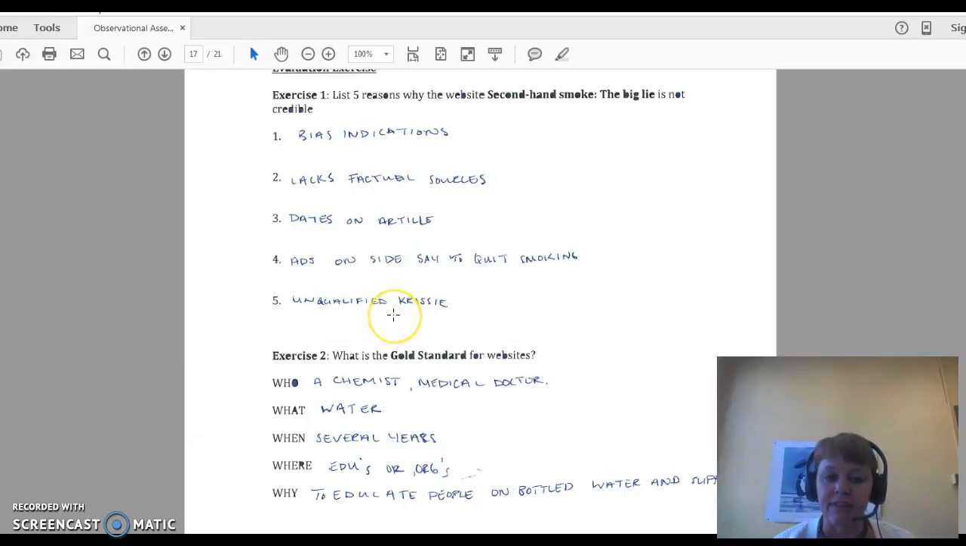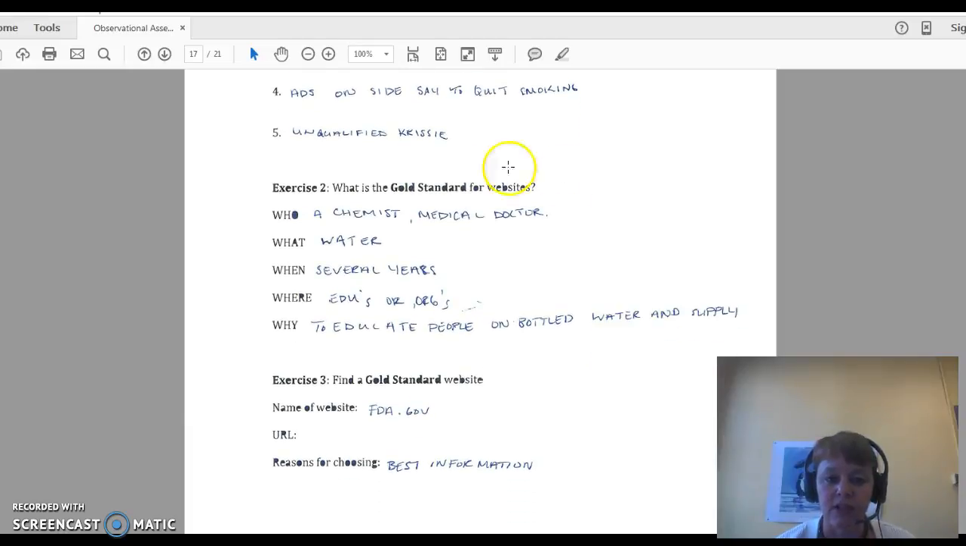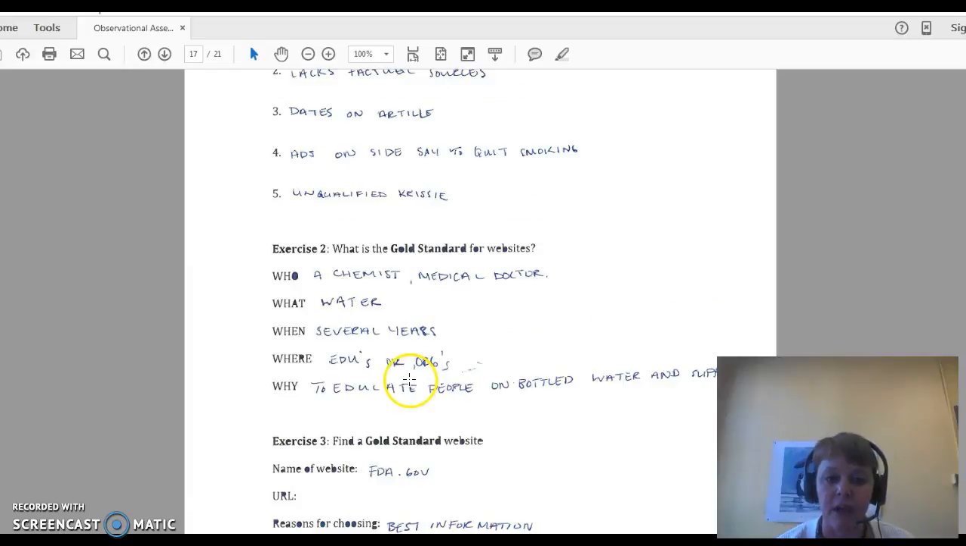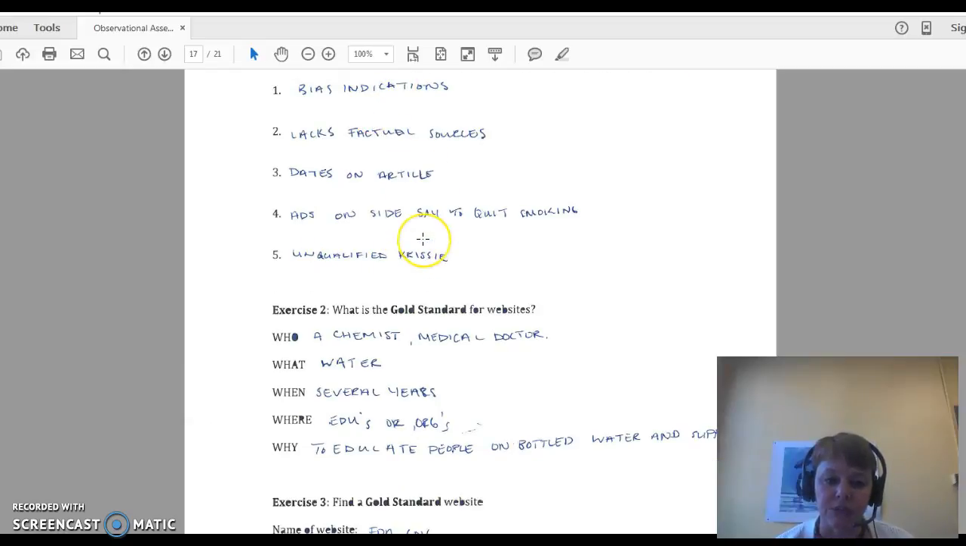He listed out the 5 reasons why the website was not credible. Exercise 2, what is the gold standard for websites? That one we were not evaluating with this observational assessment, so we just skipped down to 3, find a gold standard website, fda.gov. This is really pretty weak, right? He didn't really complete that one. But it looks like this student did do a good job listing out 5 reasons why the first one was credible.